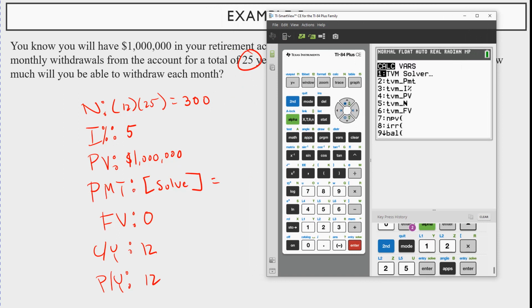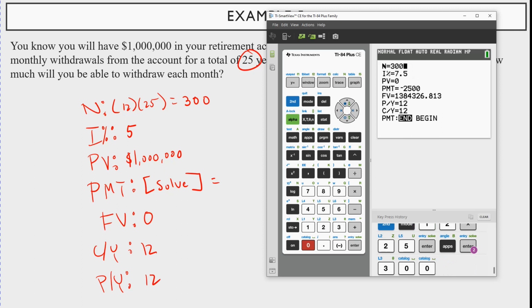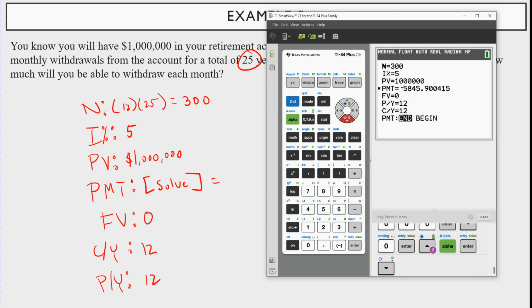Finance, TVM Solver. We're going to make 300 payments. Ugh, we're only getting 5%. I have $1 million to start. Going to come back for PMT. Future value is 0. So I'm going to go back to PMT and hit alpha solve. Nice. I'm going to be able to pay myself $5,845.90. This is why you need to save a lot of money early.